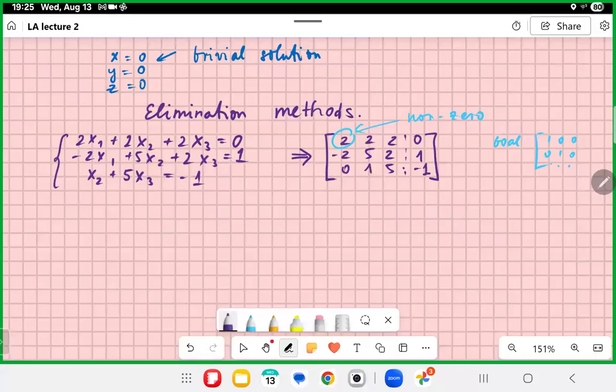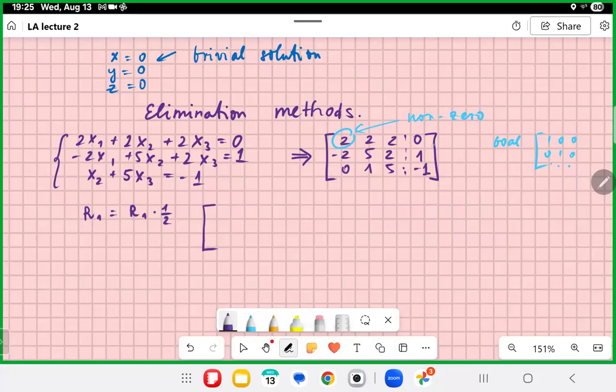We are going to take row number 1 and multiply it by 1 over 2. Usually people write down divide by 2. You can do this, but normally, guys, we don't divide by 2, we multiply by 1/2. Because remember, the standard row operation is multiplication, not division.